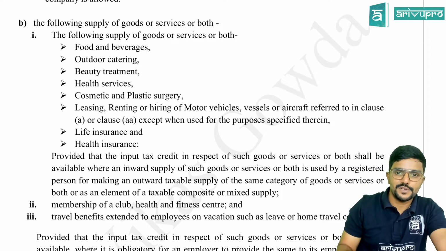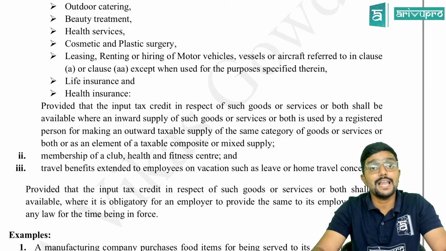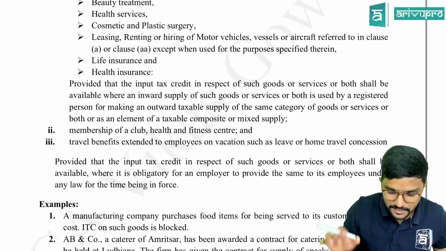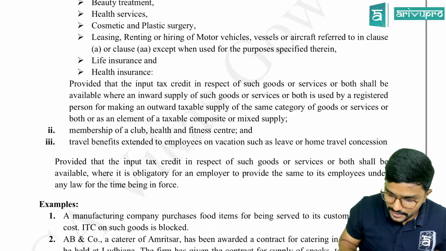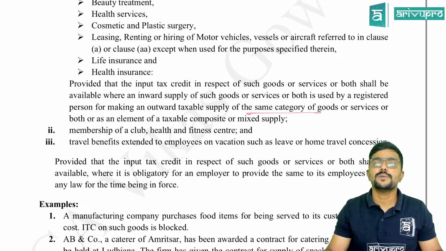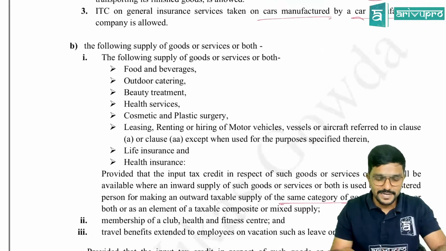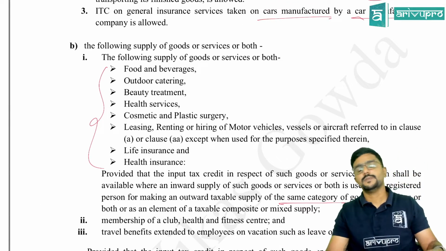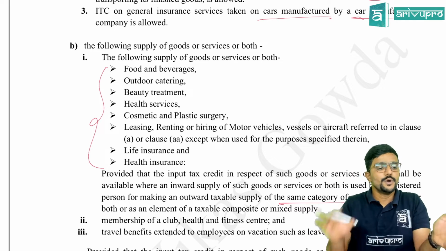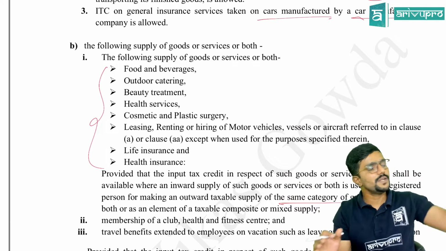But there is one proviso here. Provided that the input tax credit in respect of such goods or services or both shall be available where an inward supply of such goods or services or both is used by a registered person for making an outward taxable supply of the same category of goods or services or both, or as an element of taxable composite supply or mixed supply. Sir, what are they trying to tell? Look, interesting actually. So for these items, credits are not available, guys. But what they are trying to tell is, if you are taking any of this as an inward supply to provide same category of outward supply, then on your inward supply credit is available.